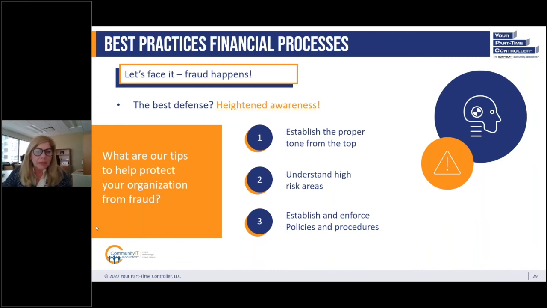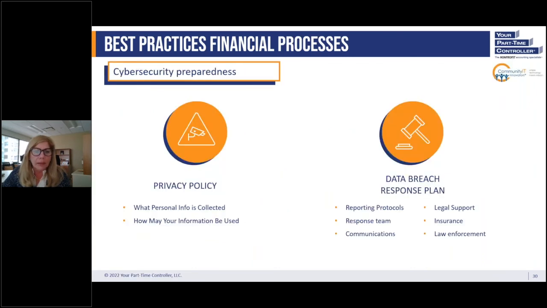So on the next slide, we're going to talk a little bit more about two issues of cybersecurity preparedness, or two things that you need to have. One is that privacy policy. What personal info is collected and how is that information used? There are lots of great examples of privacy policy out there. I know Charity Navigator has one, and I think the Nonprofit Learning Lab also has one in their library. So know what personal info is collected and how it's used.